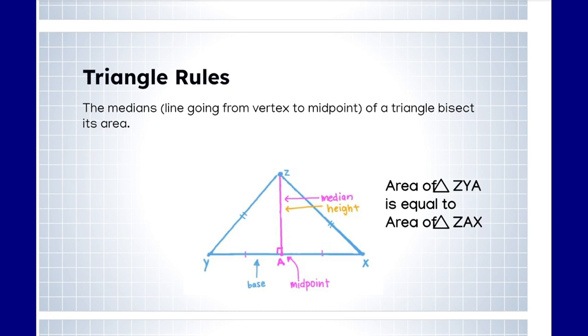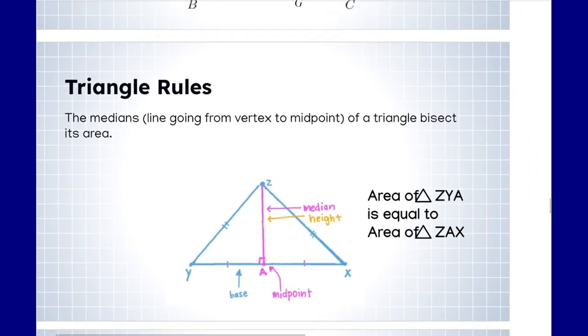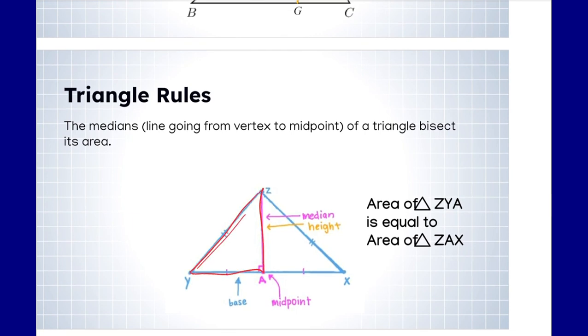And then finally, the medians, which is a line going from a vertex to a midpoint of the opposite side of a triangle, bisects its area. If we go to any vertex and draw a median, a line from that vertex to the midpoint of the other side, so we see from Z to midpoint A, that line that we're drawing is our median. That basically cuts our area in half. So the area of ZYA is equal to the area of ZAX.